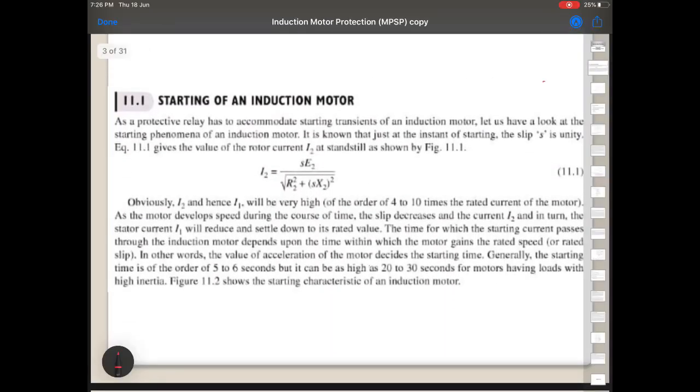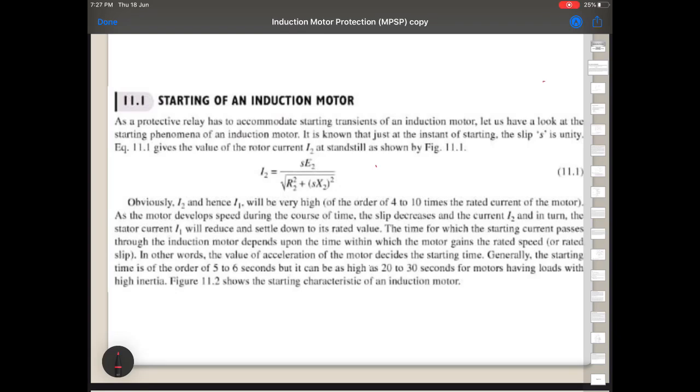Now there is an equation governing the starting current of an induction motor, that is given by I2 equal to S into E2 by root of R2 square plus S into X2 whole square. R2 and X2 are resistance and reactance of the rotor of the induction motor. Why this equation is necessary, we'll try to understand. Now, what is slip relating to current, we will see.